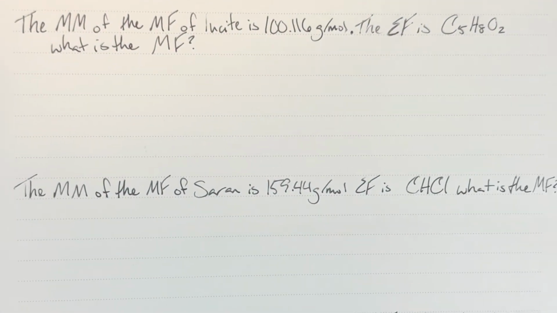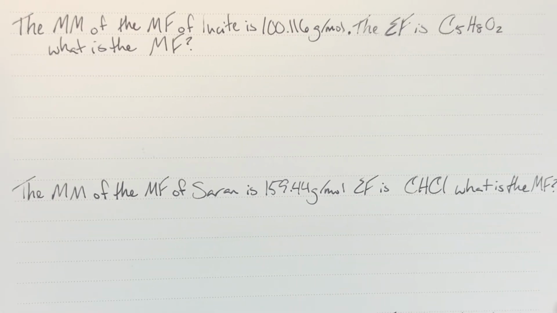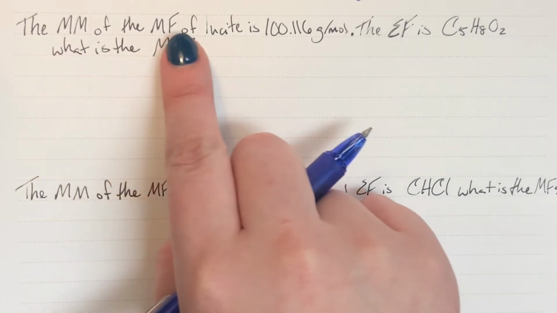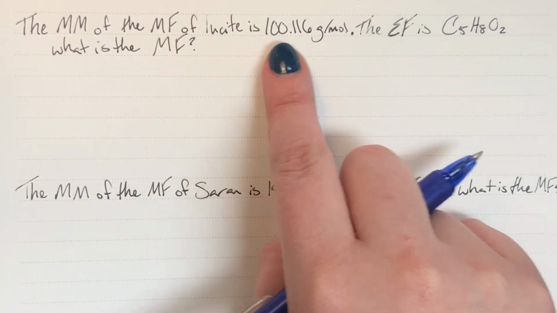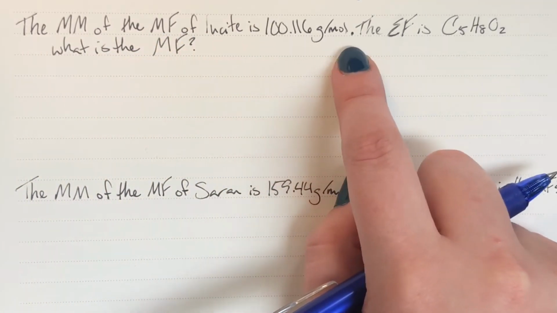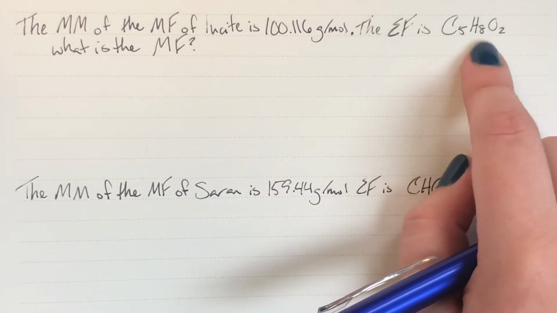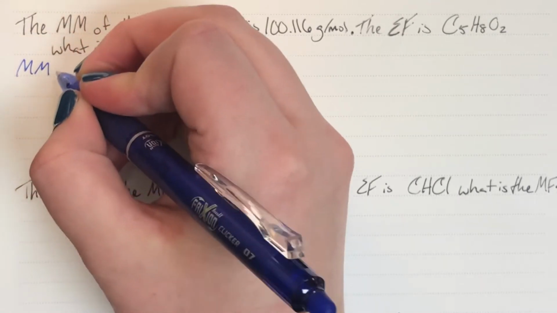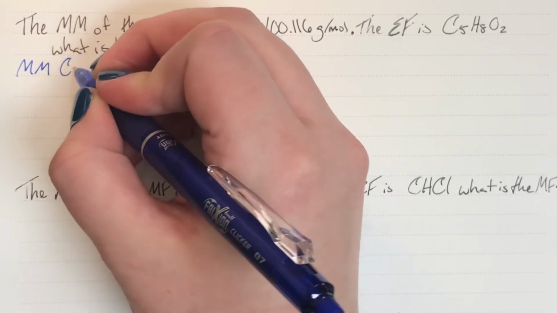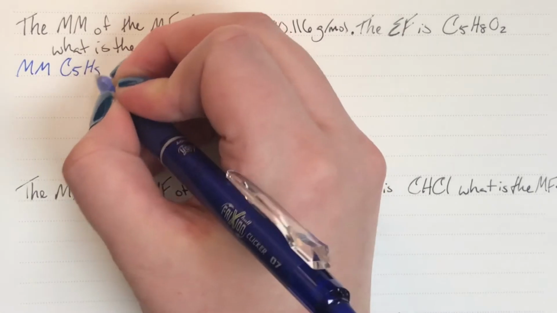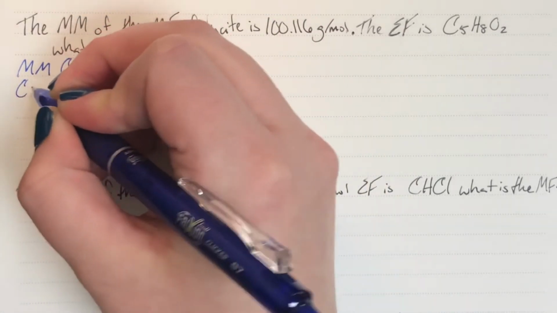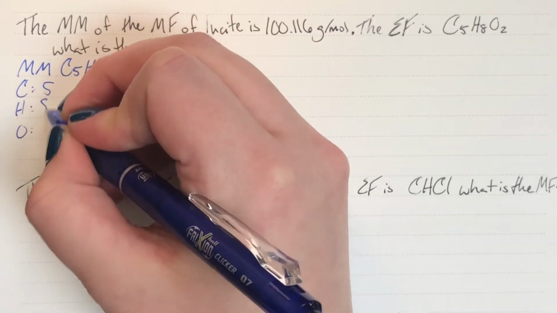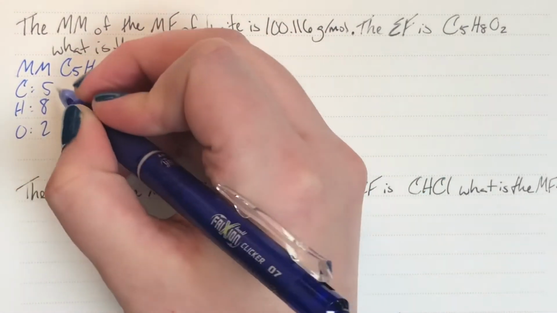My next molecular formula practice problem, I am asked, the molar mass of the molecular formula for lucite is 100.116 grams per mole. The empirical formula is C5H8O2. What is the molecular formula? So I'm going to go ahead and calculate the molar mass for C5H8O2. I have 5 carbons, 8 hydrogens, and 2 oxygens.